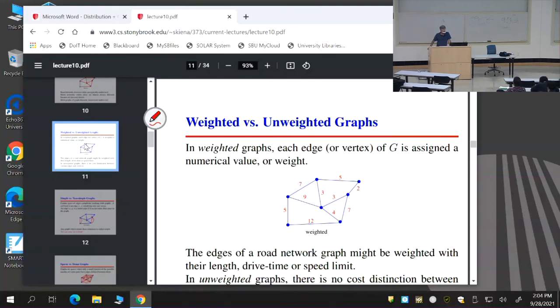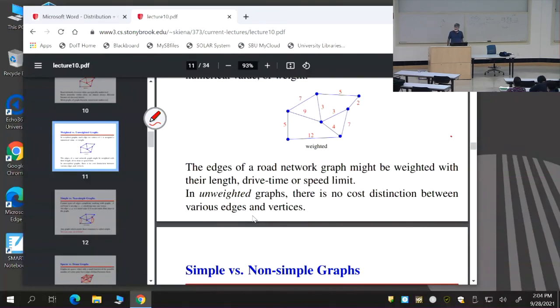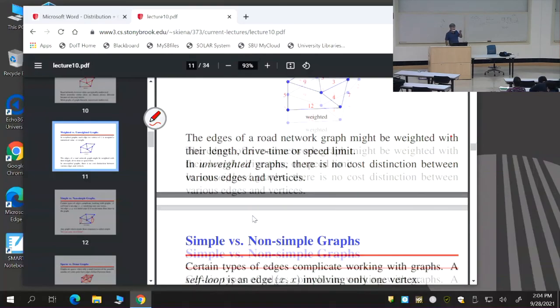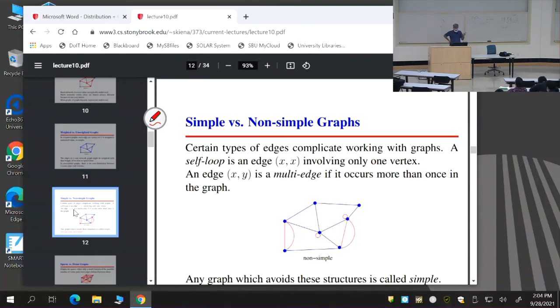There might be other weights that you might have. You might have a weight on each edge corresponding to whether there is a toll on the road, and how much you have to pay for the toll. That could be an alternate weight. Depending upon what you're trying to do, you might also have the speed limit, which might be something you're interested in. Some graphs are weighted, some graphs are unweighted, and some of the problems we're going to see in this class are either weighted problems or unweighted problems. Any questions?